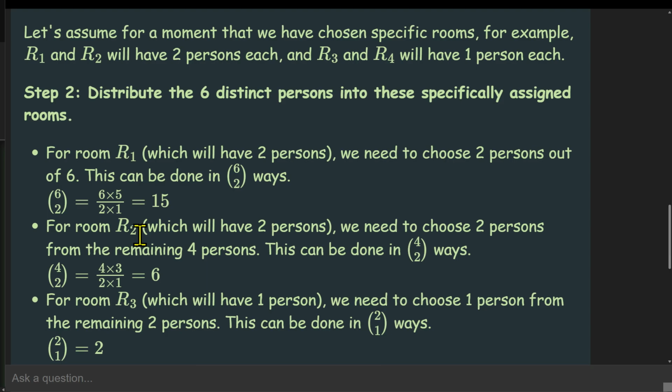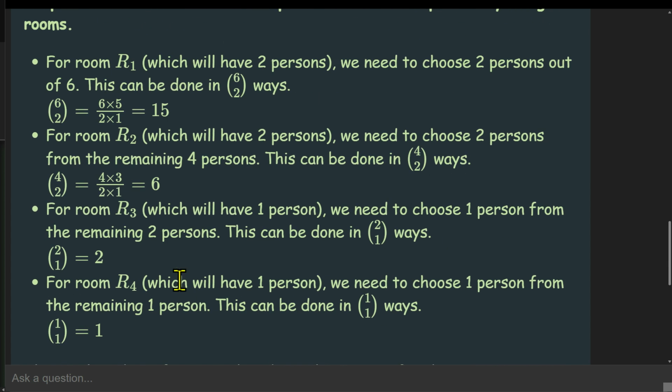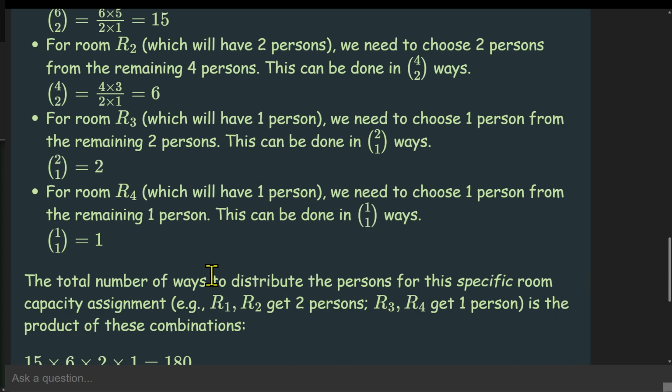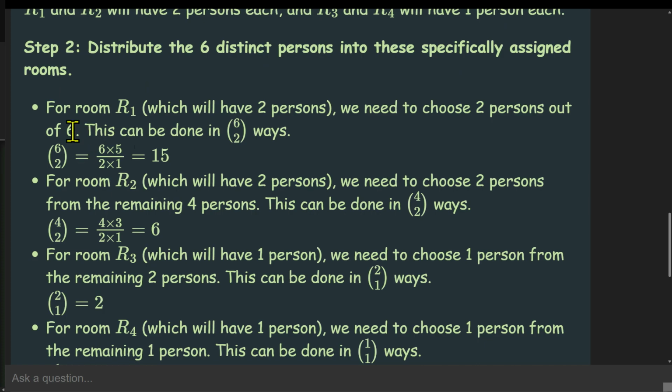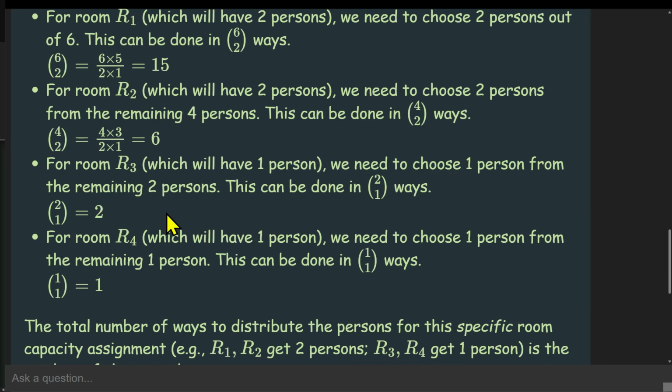For R2, which will have two persons, we need to choose two persons from the remaining four persons, since two are already taken. That is 4C2, which is 6 ways. For R3, which will have one person, we need to choose one person from the remaining two persons, so two ways. For R4, which will have one person, we need to choose one person from the remaining one person. So from six persons, two are taken, leaving four; from four, two are taken, leaving two; from two, one is taken, leaving one, the last.